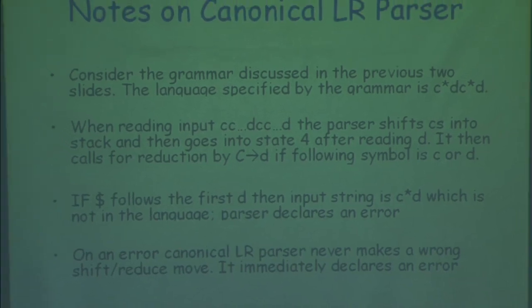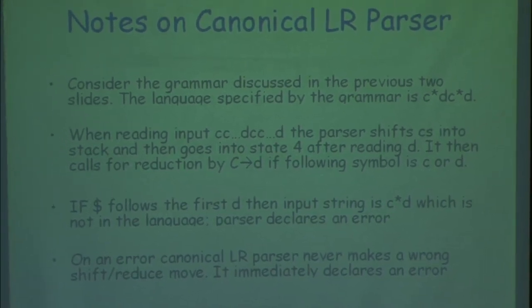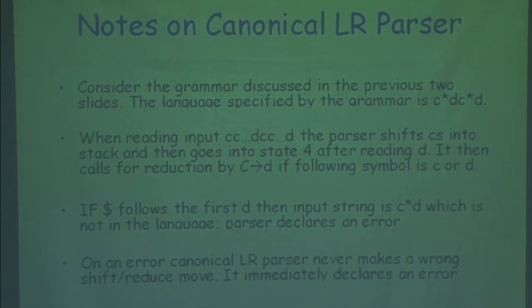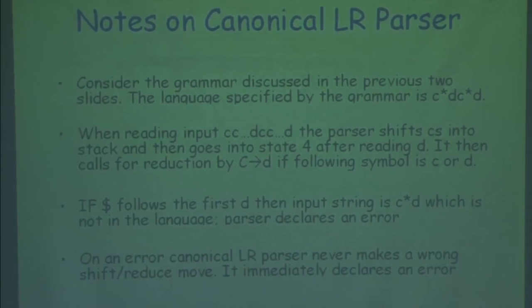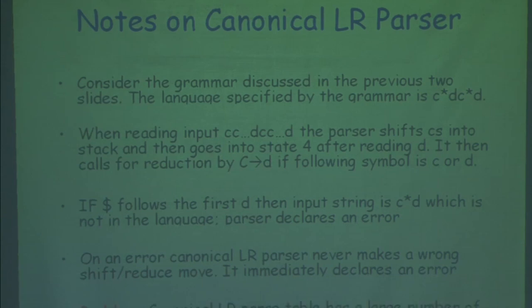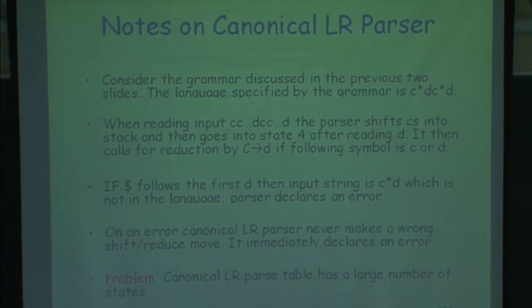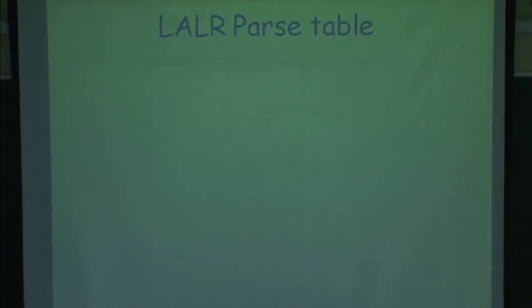And on error, canonical LR parser never makes a shift to use move, and immediately catches an error, and therefore as far as error recovery is concerned, this is the most powerful parsing method we have. The problem was that the parse table is just going to be too large. It's an order of magnitude of difference. So then we started looking at the LALR parse table.